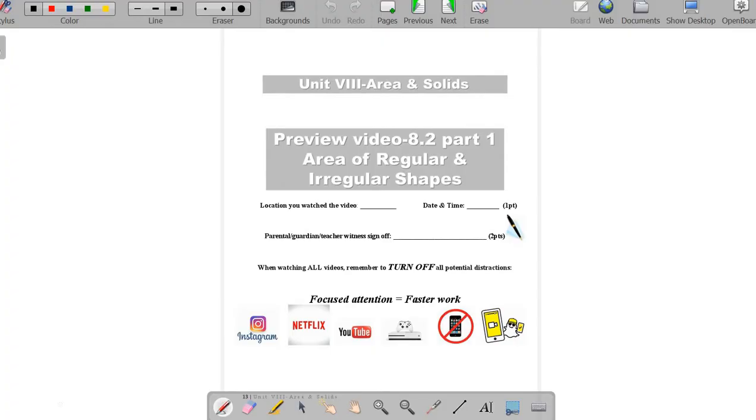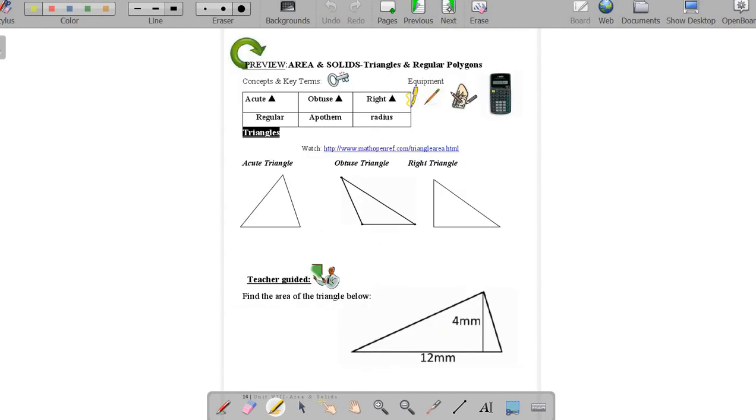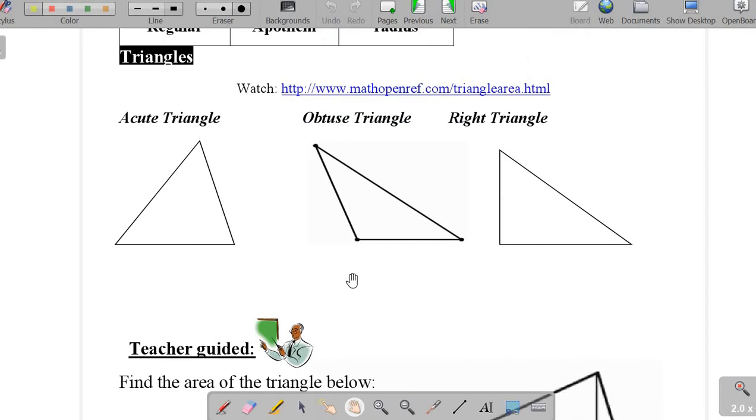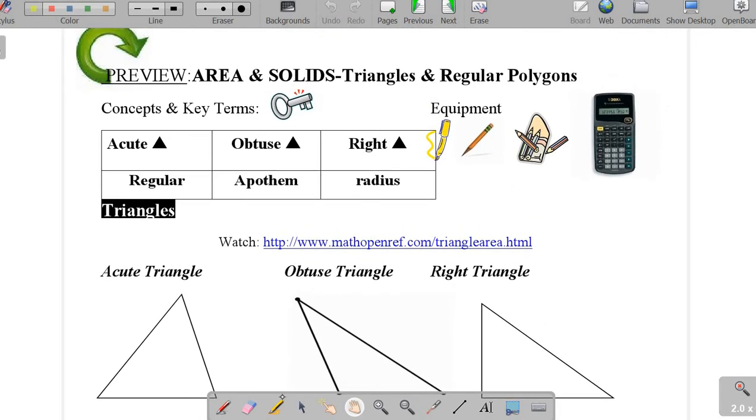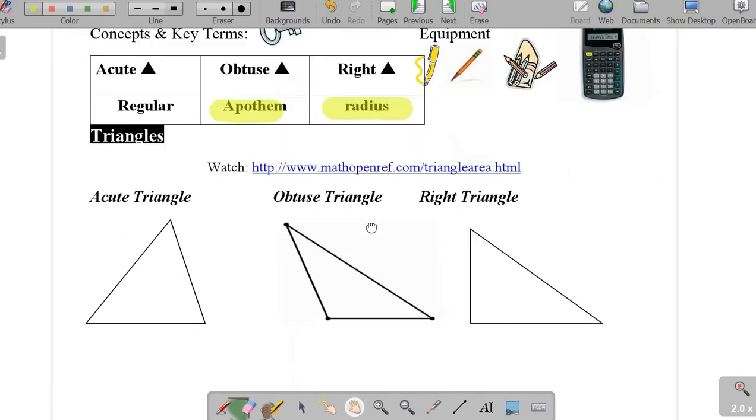Don't forget a date, time, and location that you are working on this. So we're going to do a quick recap. We're going to be talking about triangles and something called regular polygons. They're obviously related. The new vocabulary here is this word apothem versus a radius.